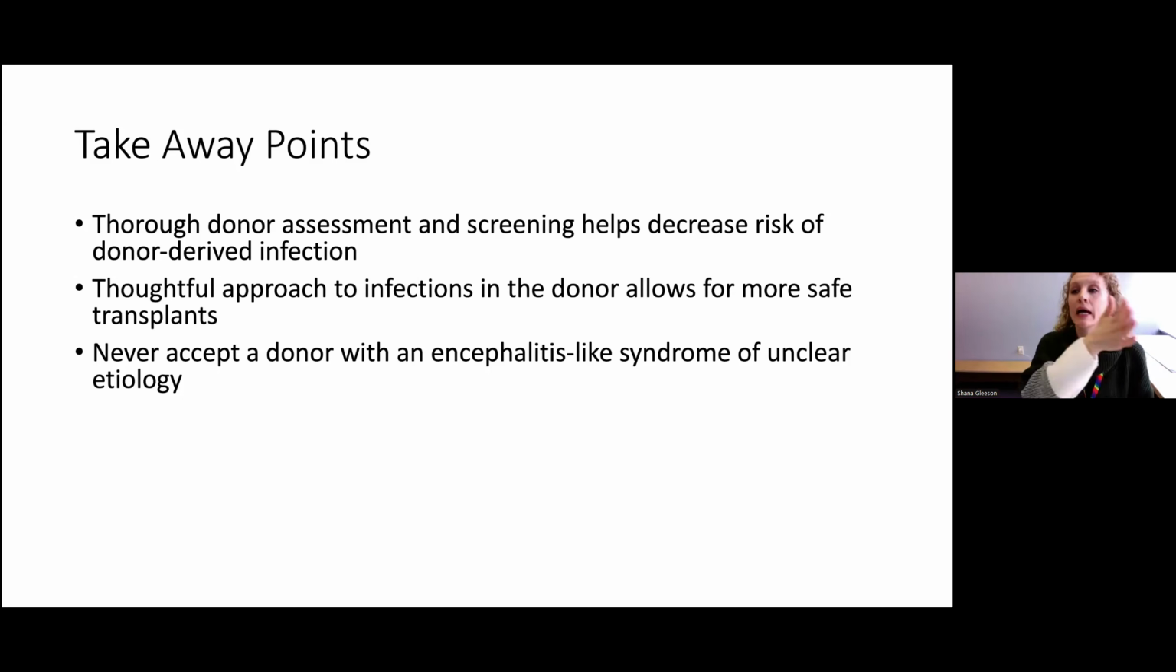And then in hindsight, when they talked more to friends or family of the donor, they had been camping previously and had been bitten by an animal of some kind beforehand. So doing that really thorough screening ahead of time helps mitigate risk as well.